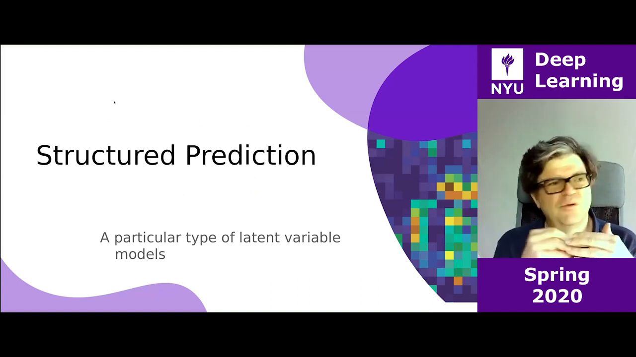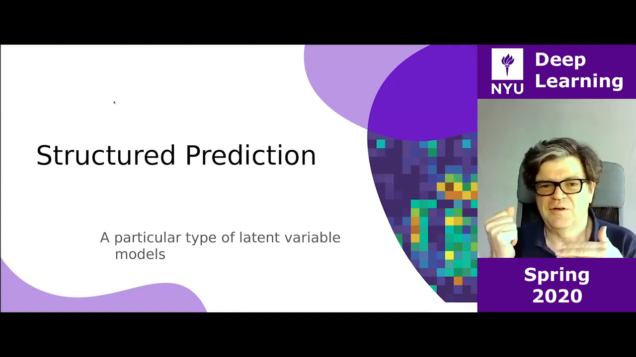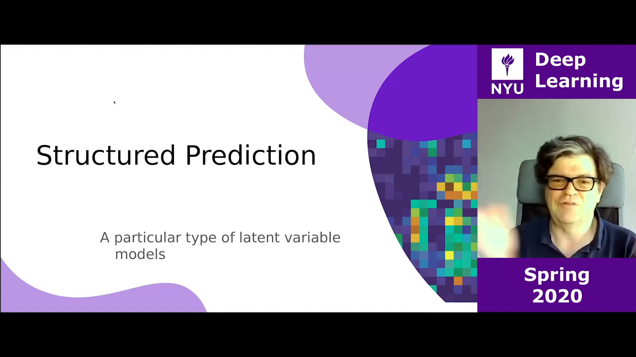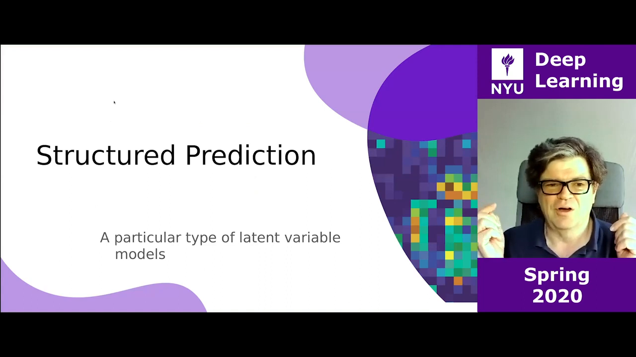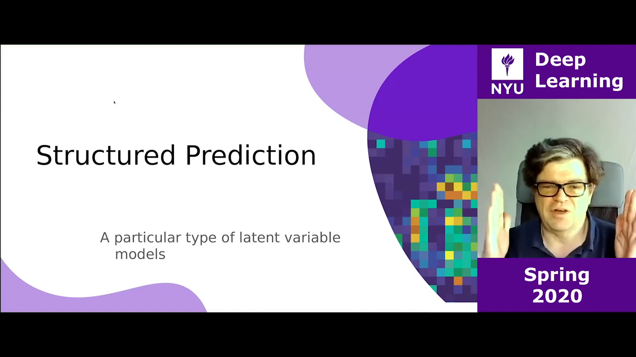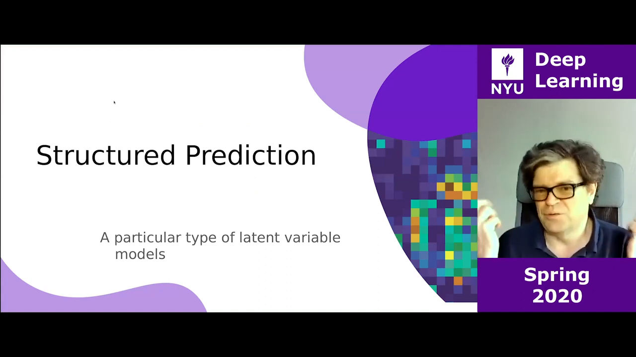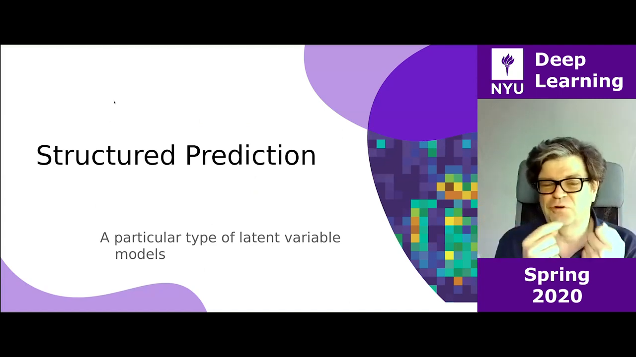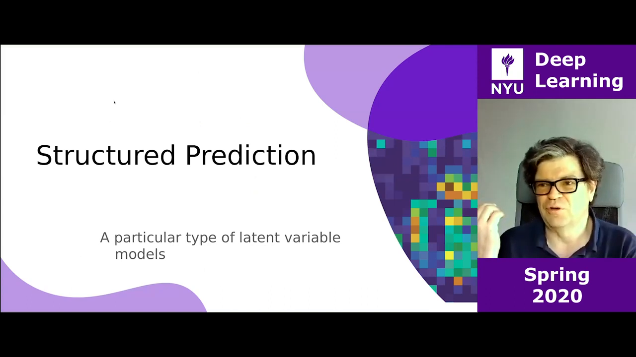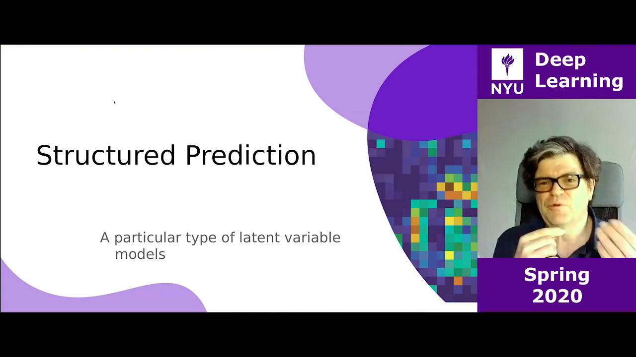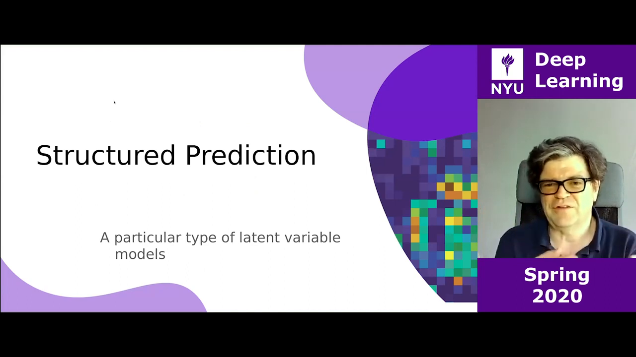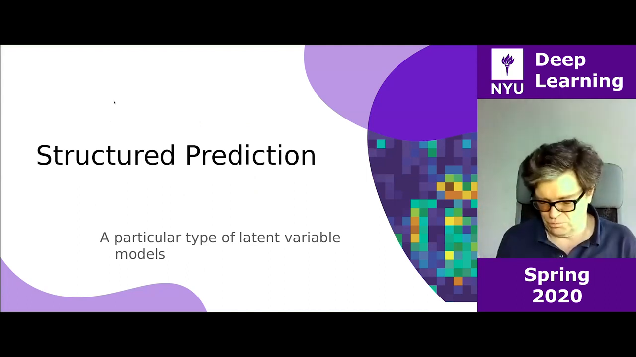You can't say that there is a finite number of possibilities for the output, because the length of the output might be variable. But even if the length has a maximum and the number is in principle finite, because it's combinatorial, there's no way to enumerate all possible different outputs. And so expressing the constraints that the output has to satisfy is what's called structured prediction.